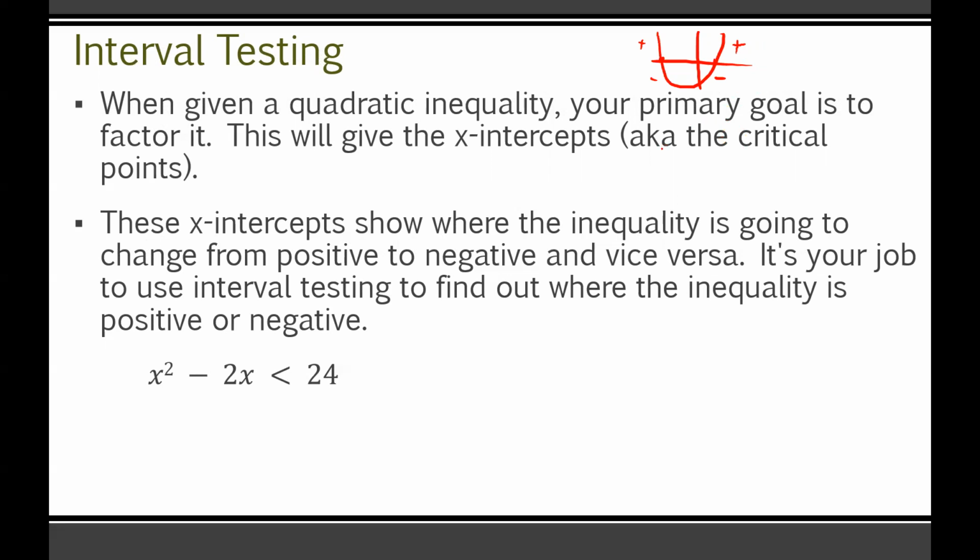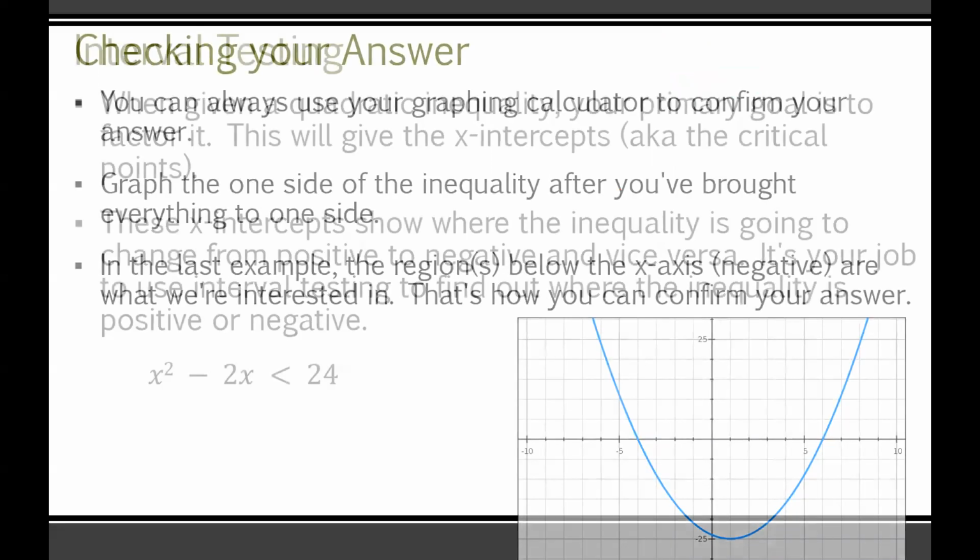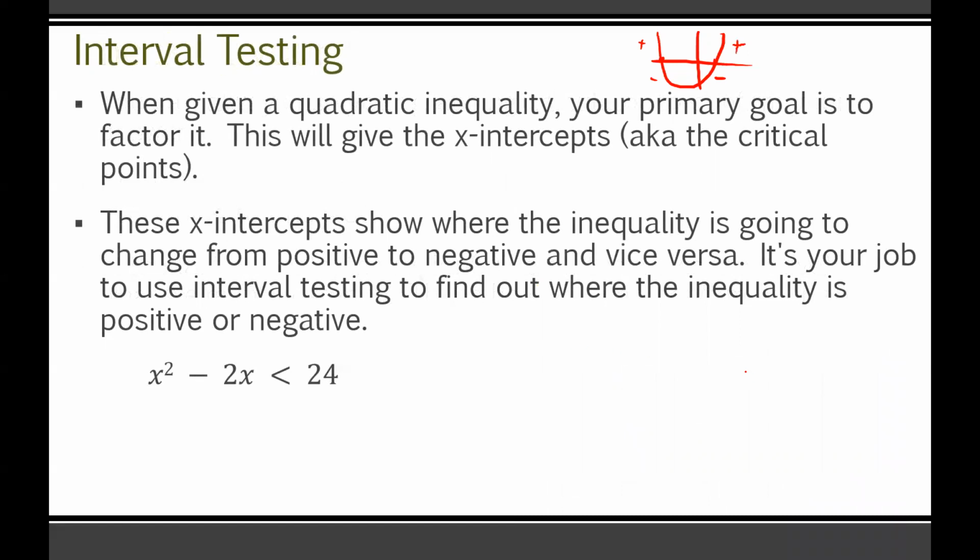So it's your job to use interval testing to find out where the inequality is positive or negative. Now, interval testing means nothing to you at all right now. I will go back here because I was just wondering, we don't really have a huge amount of room here, but I'll do my best. Basically what this means is, like I said before, get one side to be 0. So I'll move the 24 over. We got x squared minus 2x minus 24 is less than 0.